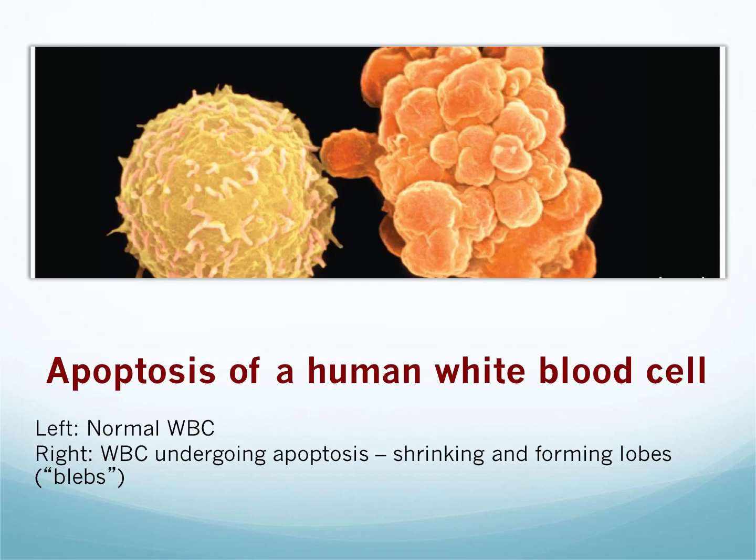This is just showing you apoptosis of a human white blood cell. So the normal white blood cell is on the left. The right is the white blood cell undergoing apoptosis. You can see it's shrinking and forming these big blobs. And eventually it will get digested and eliminated.